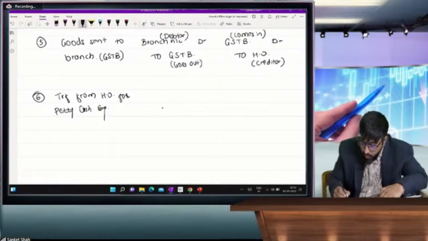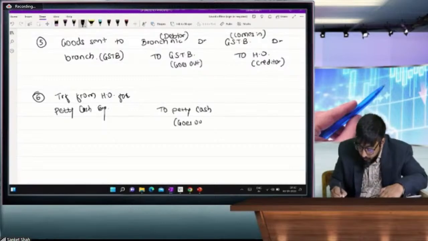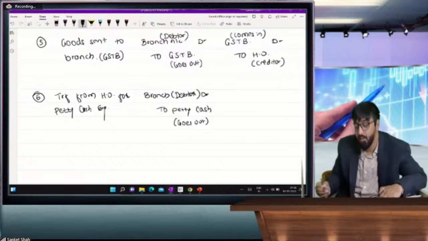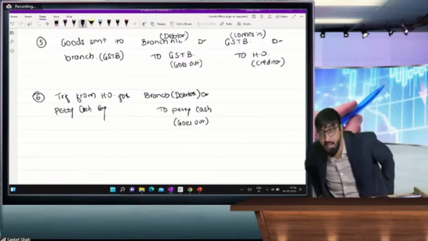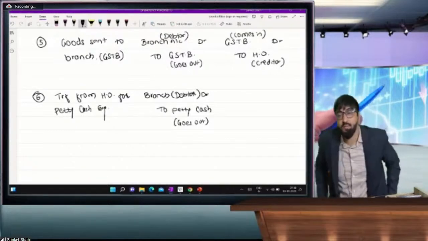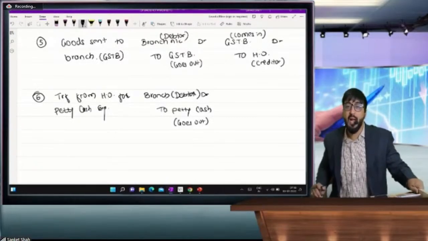So who is paying petty cash? It goes out of the HO books. And branch is a debtor, not a receiver, because afterward branch has to pay it. No one is giving it free of cost. So branch is a debtor.